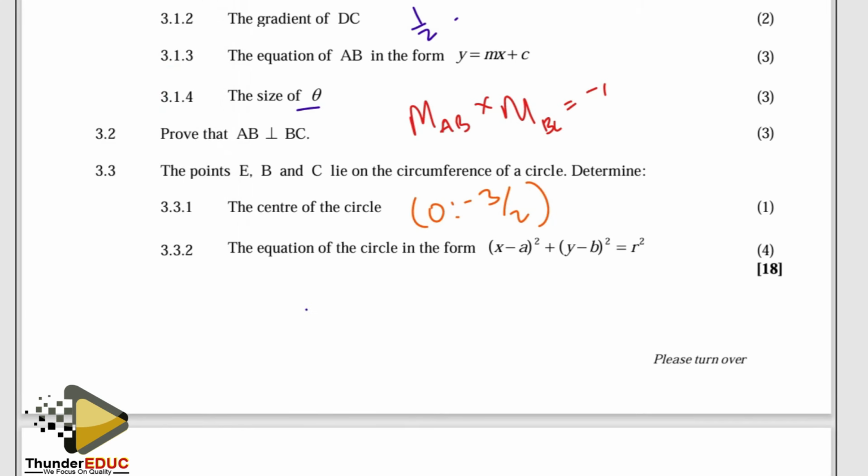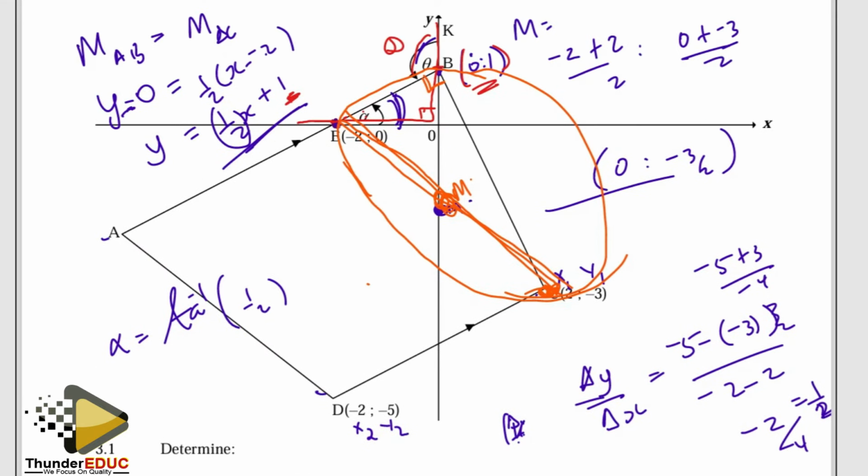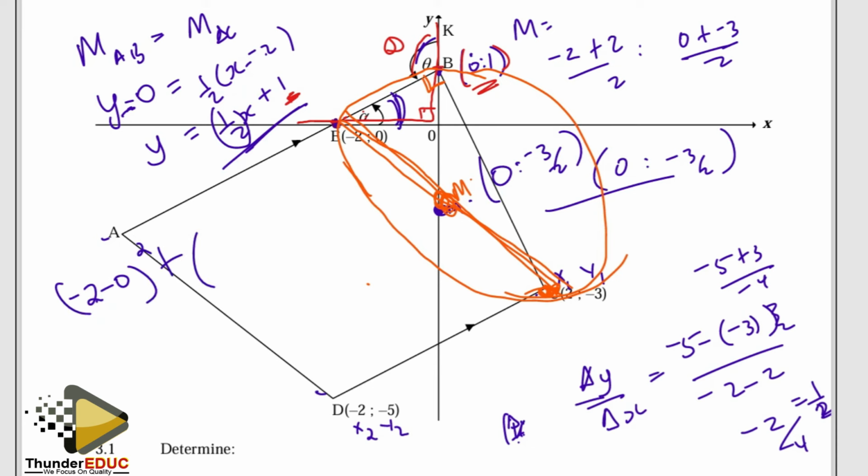Then the equation of the circle in this format. Since we have the center, all we need is just the radius or the distance. It's your choice. Either get the total distance divided by 2 or get just the radius alone. So if I try to get the distance from 0, negative 3 over 2, what is that going to give me? Let me use negative 2 minus 0 squared plus 0 minus negative 3 over 2 squared. That will give me my r squared. So that's 4 plus 9 over 4, that is 16 plus 9 over 4, which is 25 over 4.